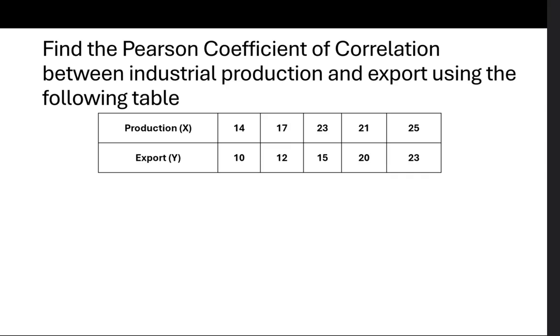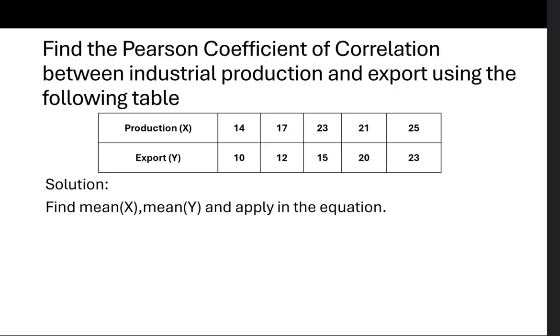Production X is a data set which contains a list of data, and export Y is another data set which contains a list of data. So we have to find the mean value of X and the mean value of Y, and apply them in the equation for finding the correlation coefficient.